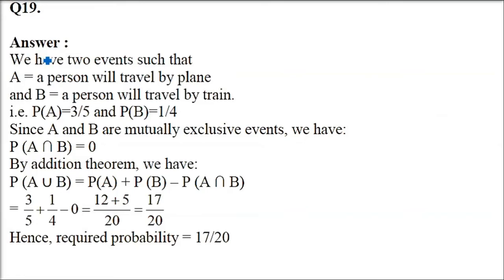Question number 19. The probability that a person will travel by plane is 3 by 5, and that he will travel by train is 1 by 4. What is the probability that he or she will travel by plane or train? So we have to find out or.